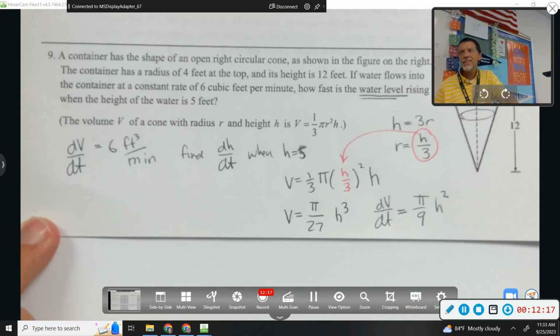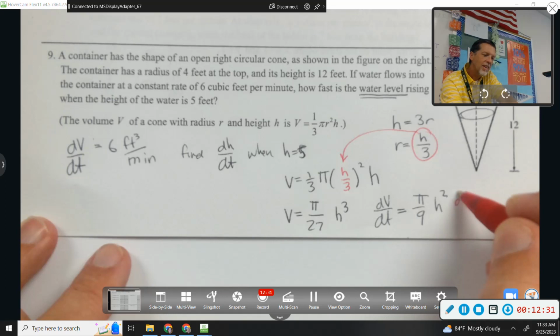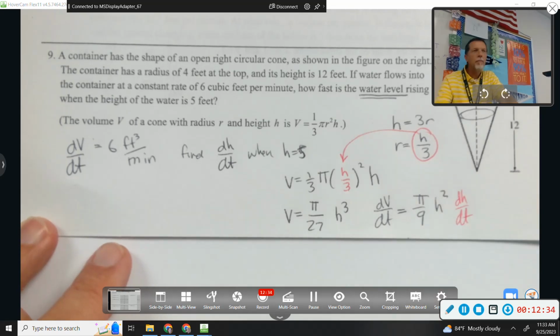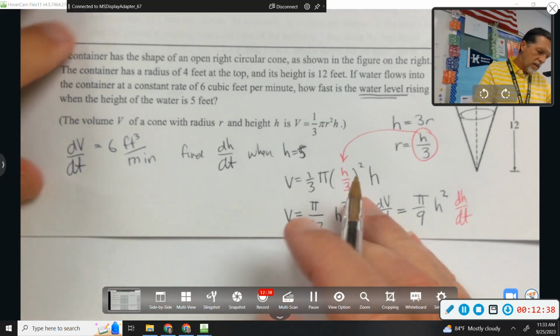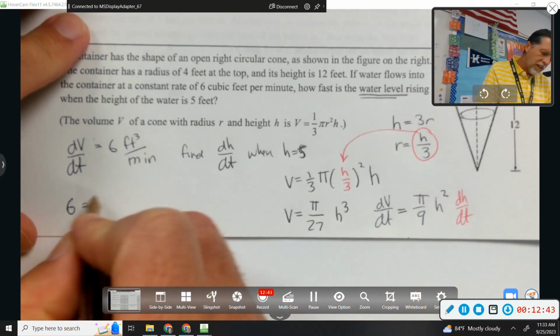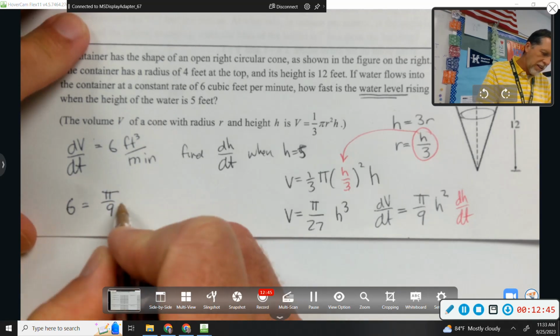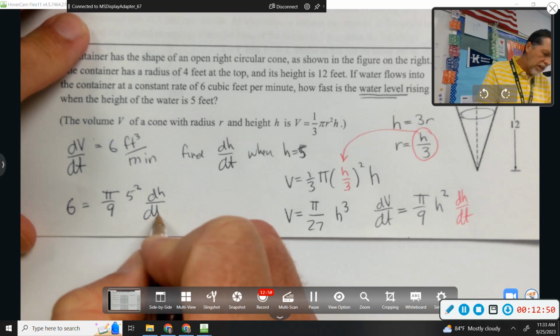What have I gotten wrong here? Plug in 5. Okay, so if I plug in 5 for h, I get 25 pi over 9. We used to put dh dt. The dh dt. Alright, so dV dt is 6, pi over 9 times 5 squared, dh dt.